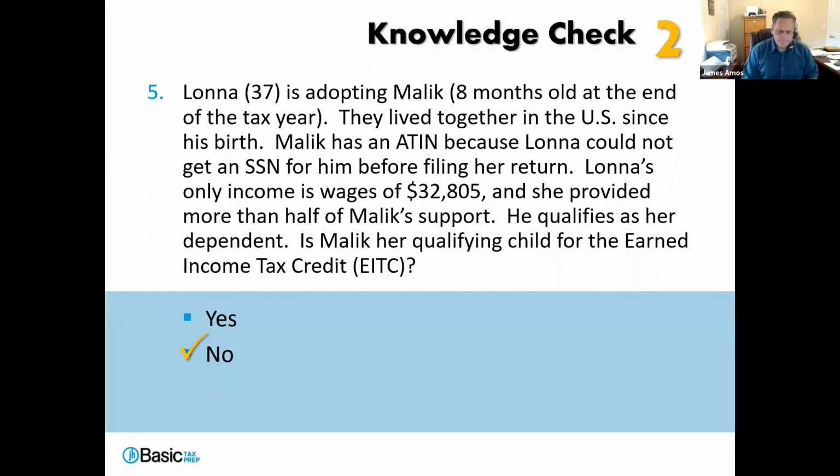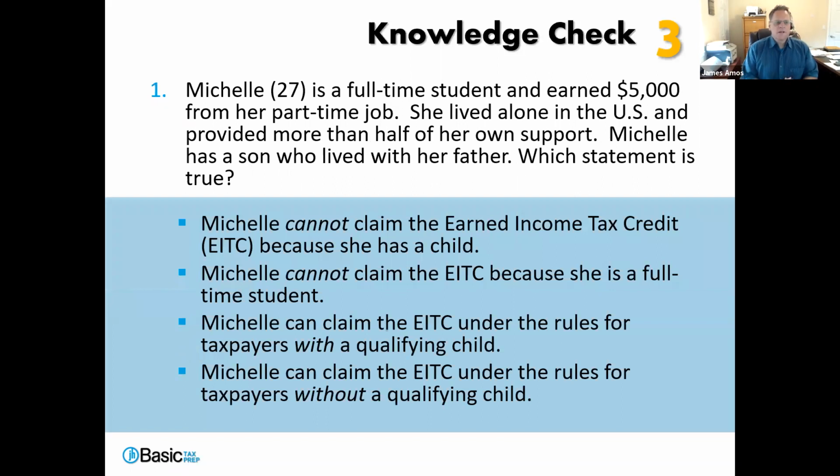Cool. Okay. All right, so here's another one. Michelle is 27, a full-time student, and earned $5,000 from her part-time job. She lived alone in the U.S. and provided more than half of her own support. Michelle has a son who lived with her father. Which statement is true? A, B, C, or D?